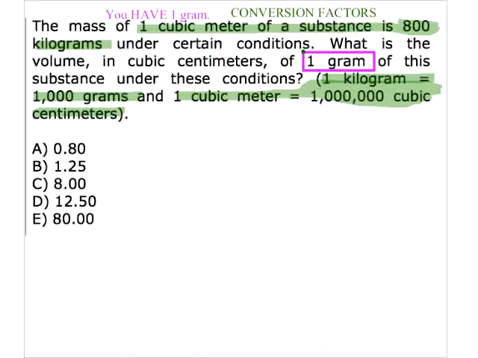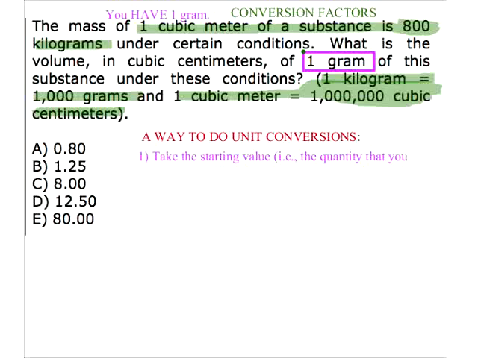All right, in this problem, the way unit conversions work is it's very systematic once you've figured out this stuff. So here's a way to do unit conversions. It's definitely not the only way, but it's a way that's consistent. The first thing that you do is you take the thing that you have, the starting value, i.e. the quantity that you actually have, and put it on the left. So in this case, that value on the left is 1 gram of whatever substance.